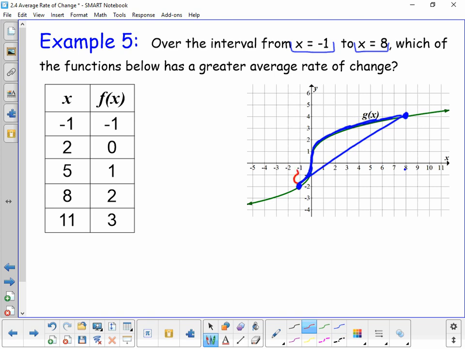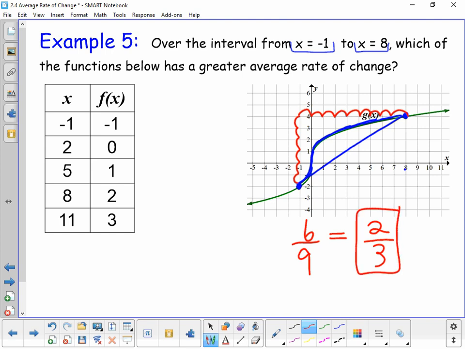And so if I think about what's happening, this thing is going up 1, 2, 3, 4, 5, 6, and over 6, 7, 8, 9, over 9. So that reduces to 2/3. So my average rate of change for g of x is 2/3.